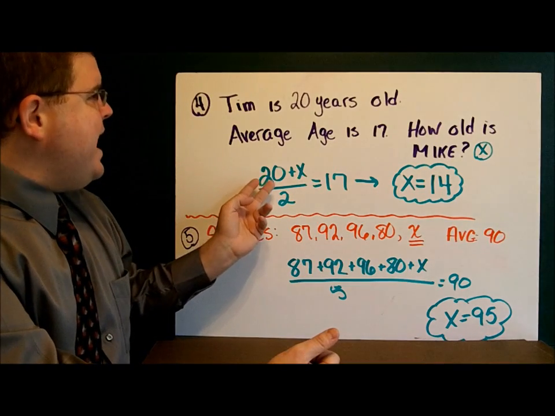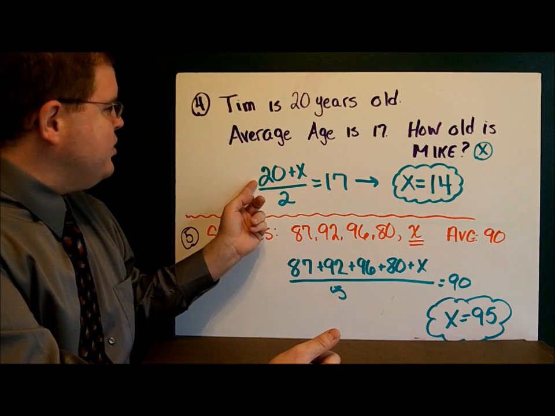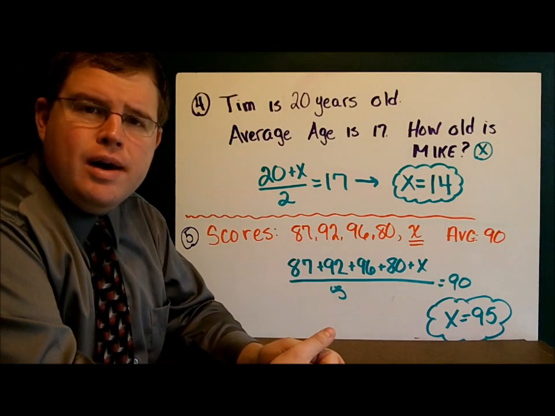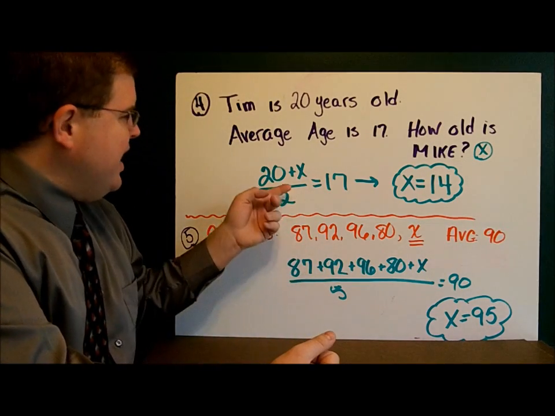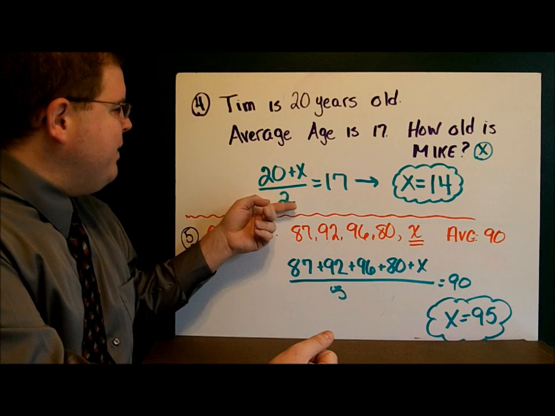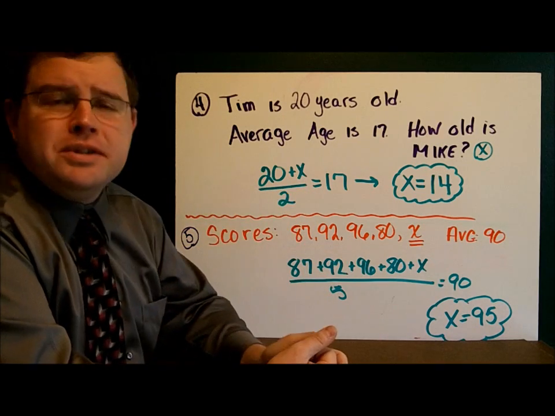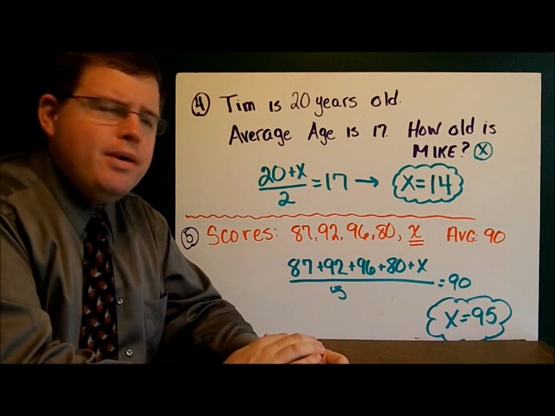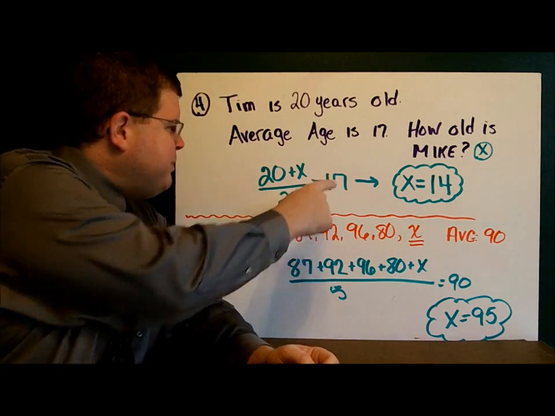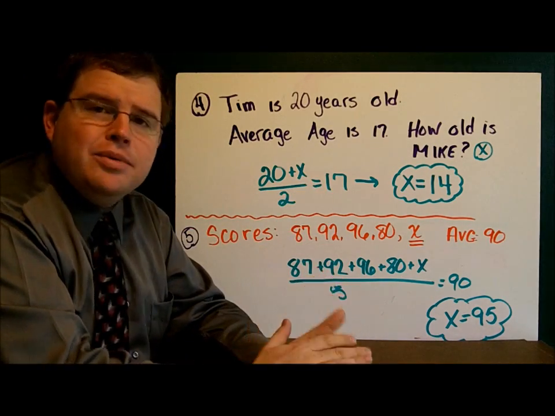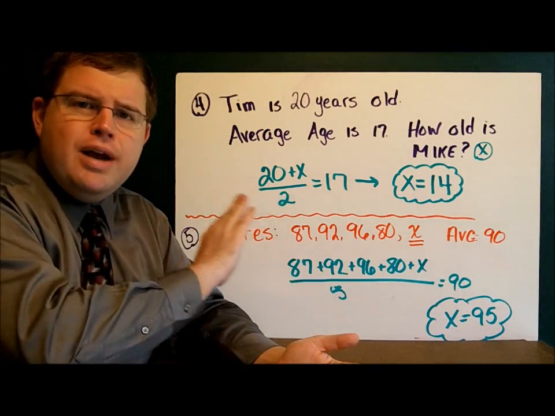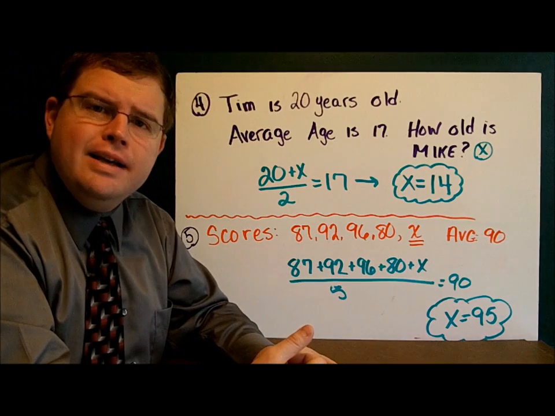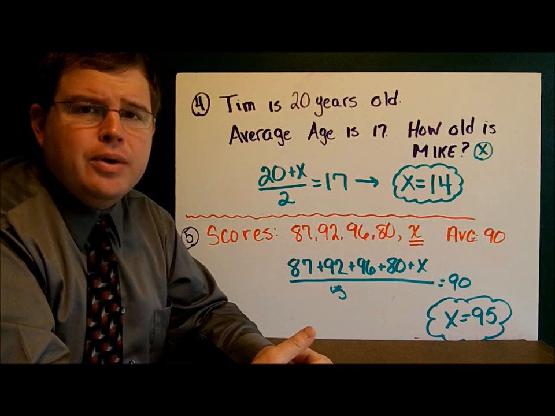Well, the average of the ages is 17. So Tim's age is 20, Mike's age is X. 20 plus X divided by 2, because remember we divide by how many there are, and that equals 17. Now we use the multiplication property of equality, multiply both sides by 2, 20 plus X equals 34, subtract 20 from both sides, and we get that X is 14. So Mike is 14 years old. Pretty cool little problem.